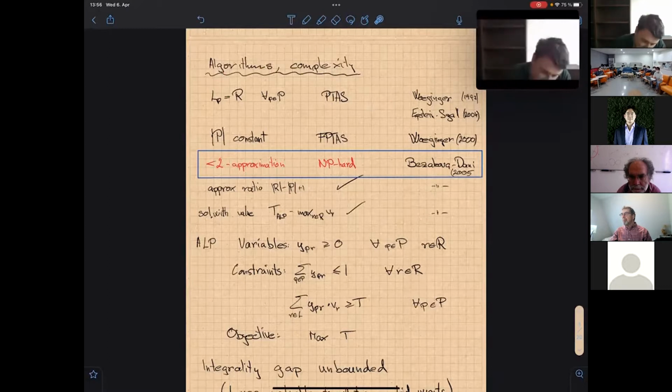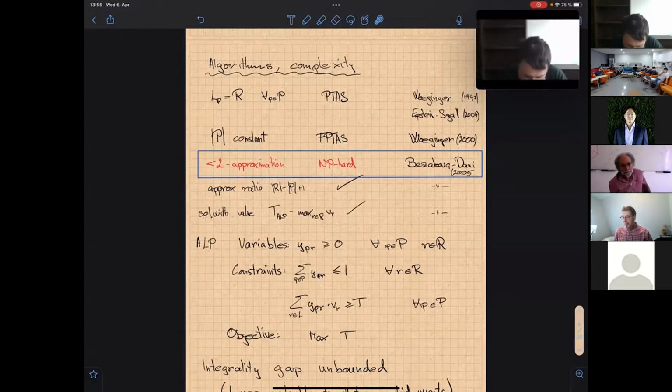Now, what for us is the most important result to start with is this derivation of Bezakova and Dani, that better than 2 approximation solution is unlikely to be found. So we have to look for approximation algorithms to approach this task.